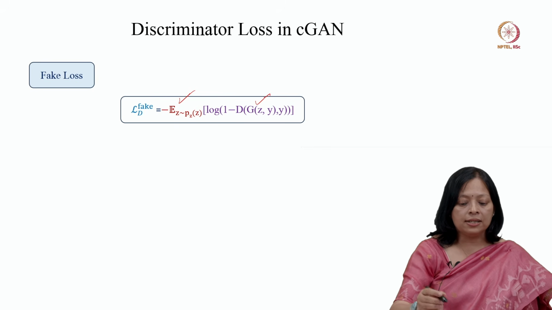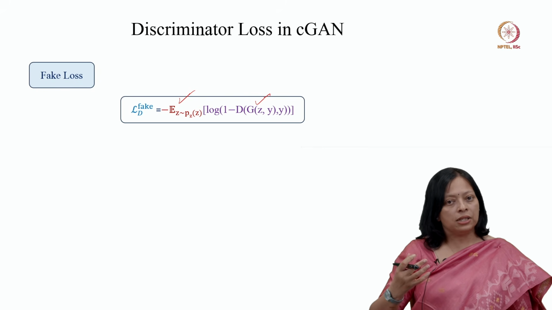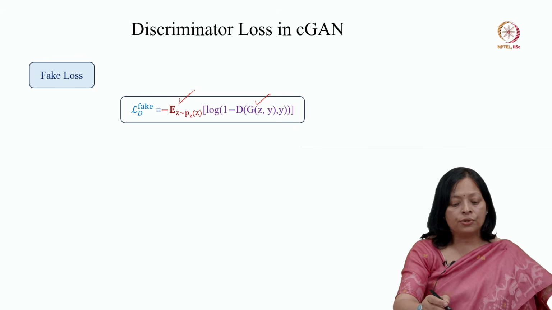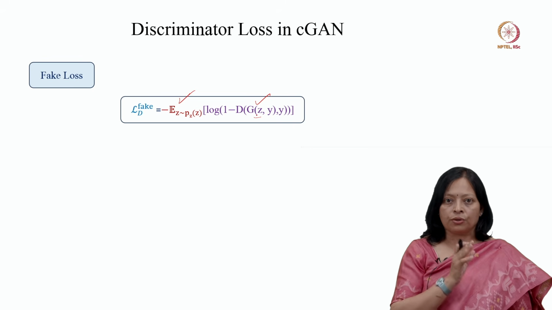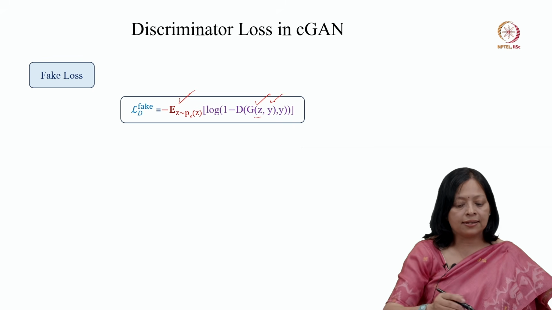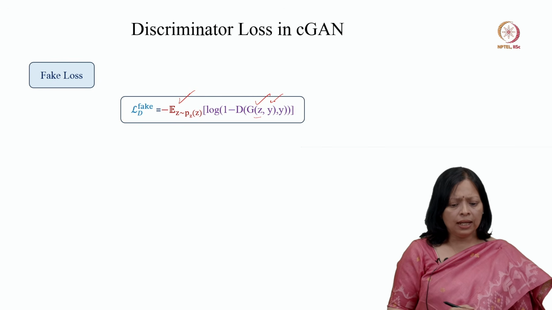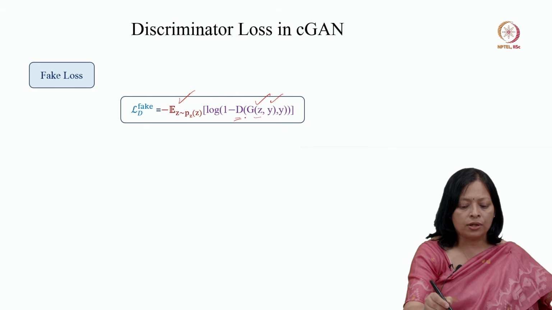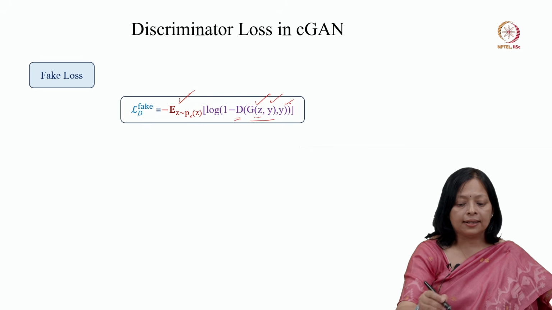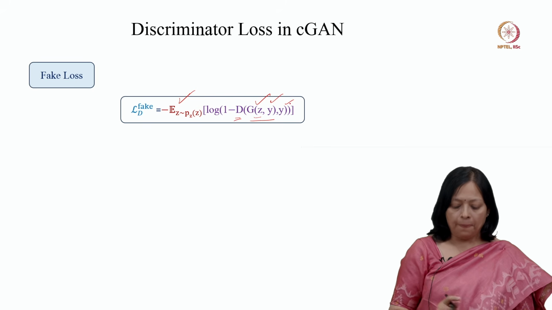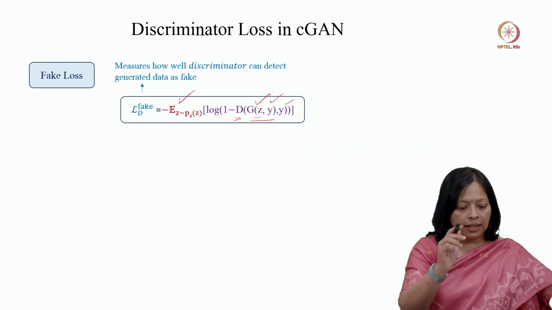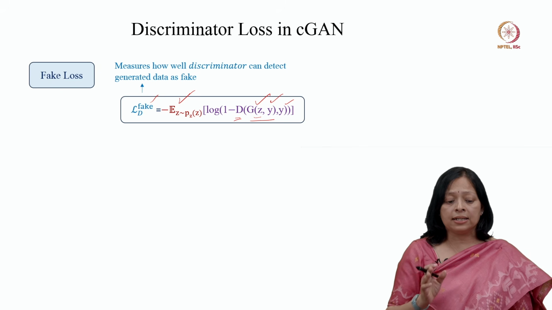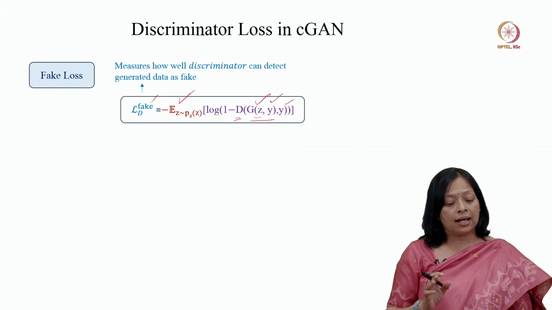So, this G(z,y) is the image generated by the generator with an input z, which is nothing but your noise, and the class label y, and the discriminator is giving a probability score for this image and the class label y. Okay. Now, we will see the fake loss measures how well the discriminator can detect generated data as fake.